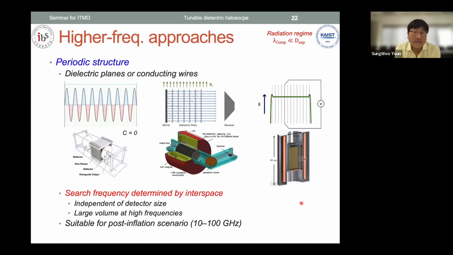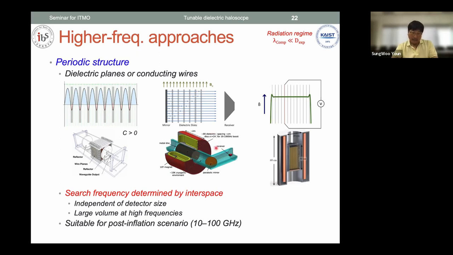So there are even higher frequency approaches. We want to get into the radiation regime, like this. So people started thinking about periodic structures, either dielectric planes or conducting wires over here. Originally, the ADMX Orpheus experiment was thinking about those things. Here is an axion in this electric field. Looking at this, you can expect that the form factor is zero, but as I mentioned earlier, you can put a periodic dielectric material over there, and then you get a non-vanishing form factor. It's a little bit different in the periodic structure of the dielectric, but the concept is a little bit different. I'll talk about this on the next slide.